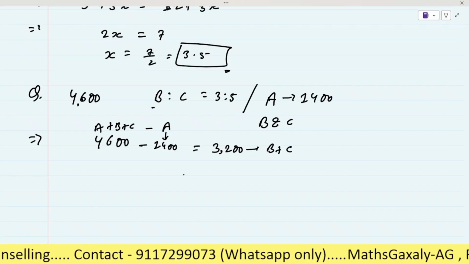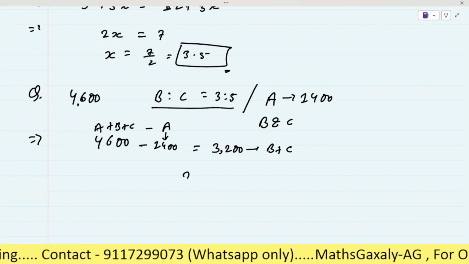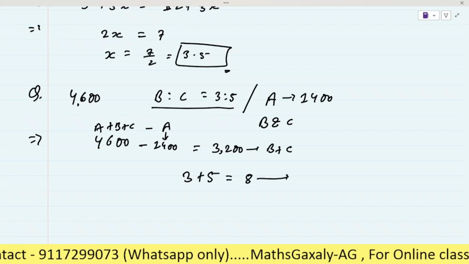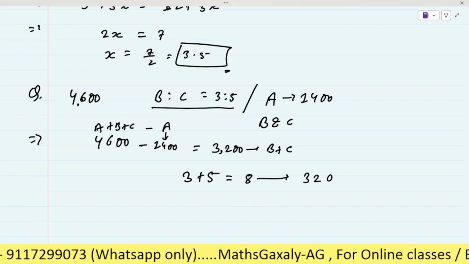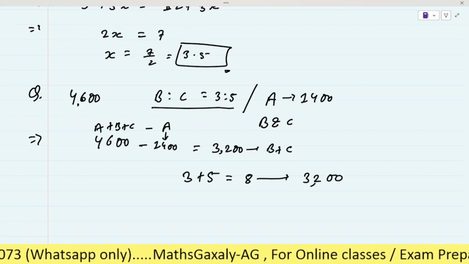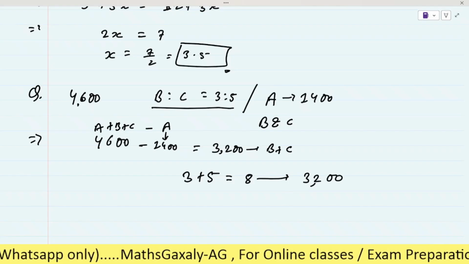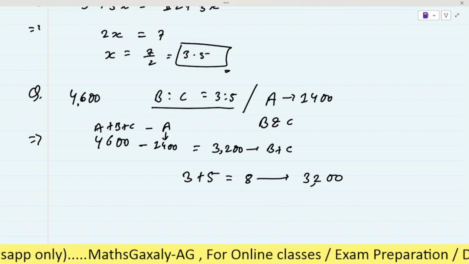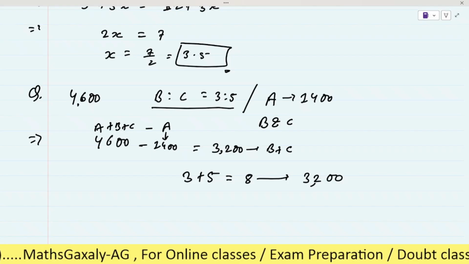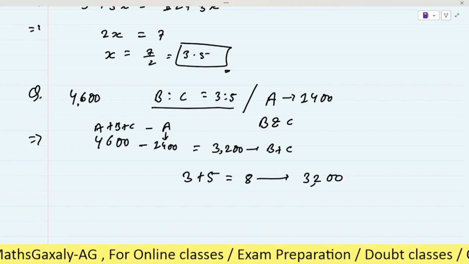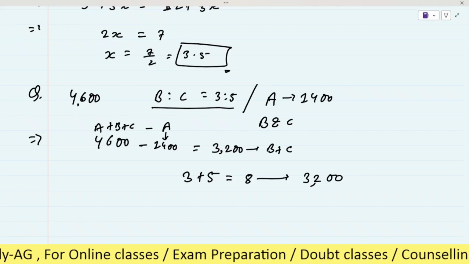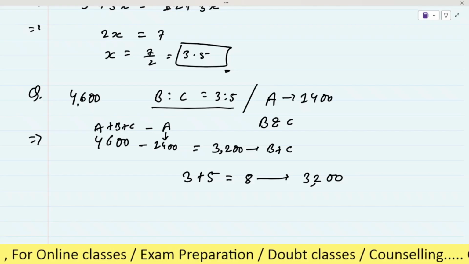Or we can say that the ratio of B and C is 3 is to 5. It means 3 plus 5, which is equal to 8, and the value of 8 is given as 3,200. You can do it by the academic method, that is 3x plus 5x, so it will be 8x. Then find the value of x and subtract 5x minus 3x, which is 2x. Then multiply the value of x by 2, and in this way you will get it. But here we will do it by a short trick.